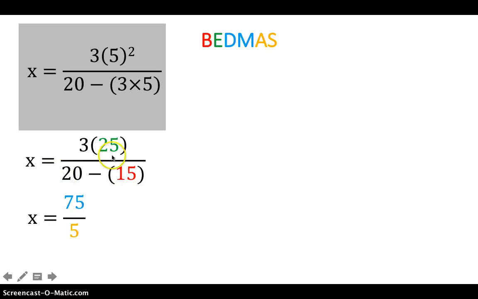So 3 times 25 is 75, we're doing that multiplication, and 20 minus 15 is 5, we're doing that addition and subtraction, and now that we have the numerator and denominator simplified, we're ready to divide. 75 divided by 5 is 15. Okay, so there's a whole bunch of examples of BEDMAS.